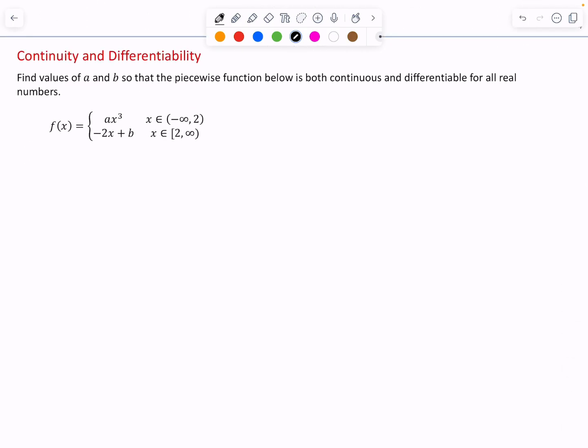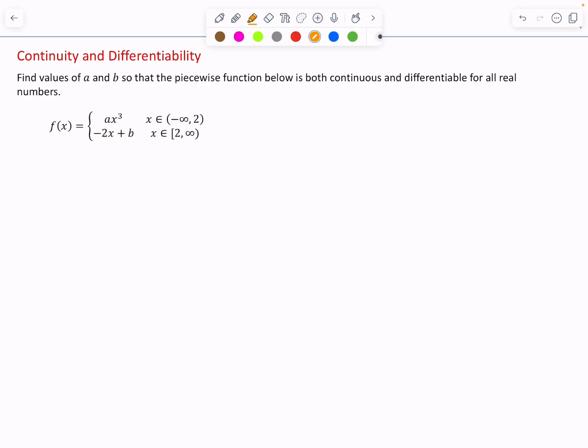Find values of a and b so that the piecewise function below is both continuous and differentiable for all real numbers. So we don't know a and b, but they're unspecified constants. This first piece of the piecewise function is a polynomial, so it will be continuous and smooth everywhere it's defined. And this second piece is also a polynomial, a line to be specific, also continuous and smooth wherever it's defined.